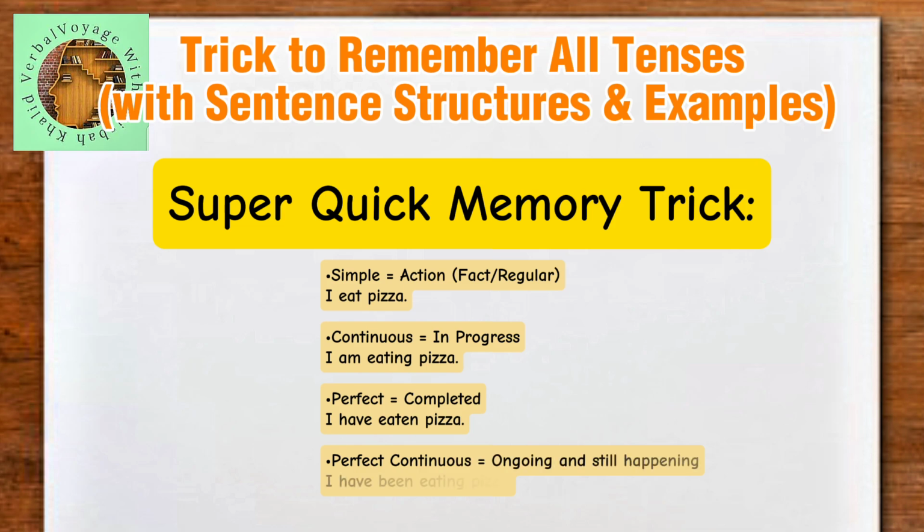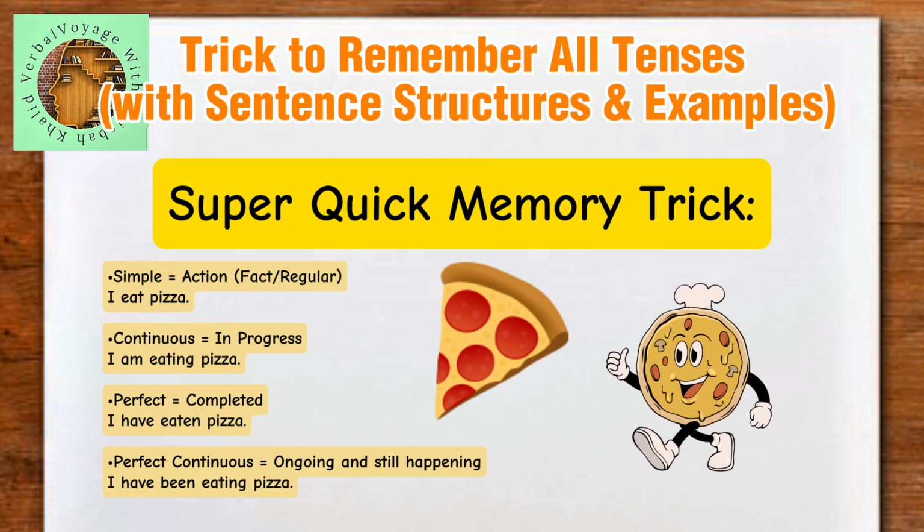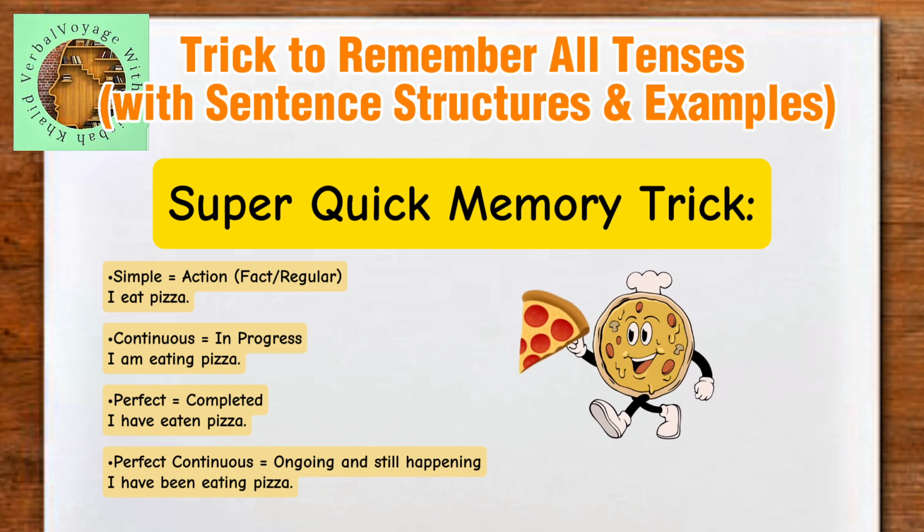Perfect continuous is ongoing and still happening. For example, I have been eating pizza. Always picture pizza in every tense. It's tasty and easy to remember.